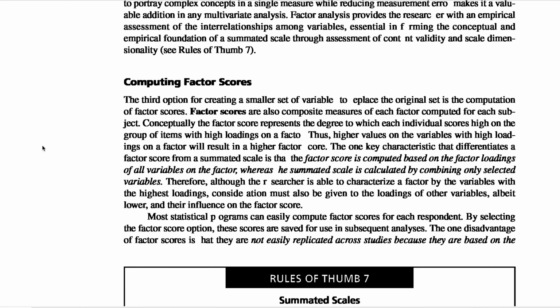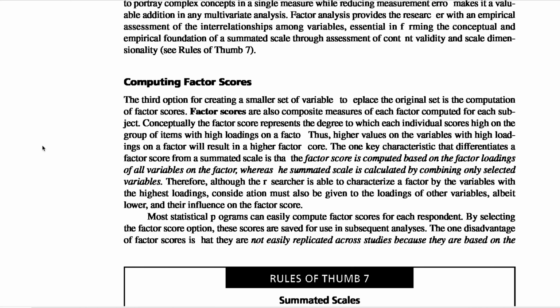of variables on the factor, whereas a summated scale is calculated by combining only selected variables. Therefore, although the researcher is able to characterize a factor by the variable with the highest loading, consideration must also be given to the loadings of other variables, albeit lower, and their influence on the score. Most statistical programs can easily compute factor scores for each respondent by selecting the factor score option. These scores are saved for use in subsequent analysis.